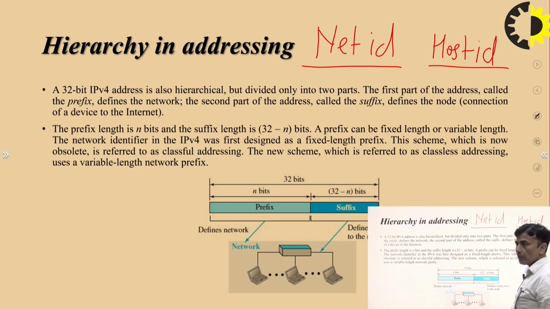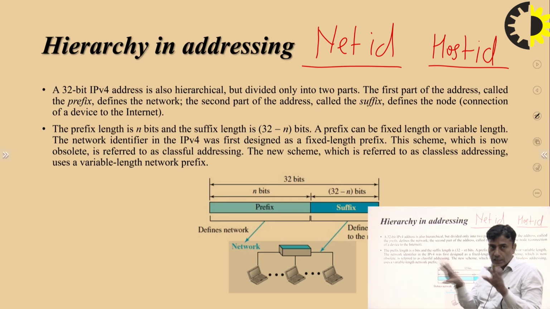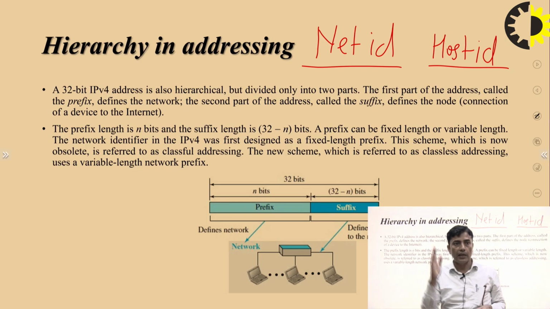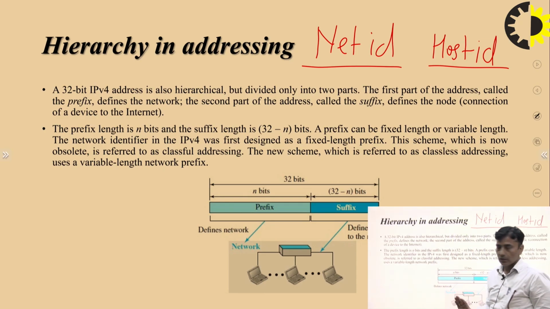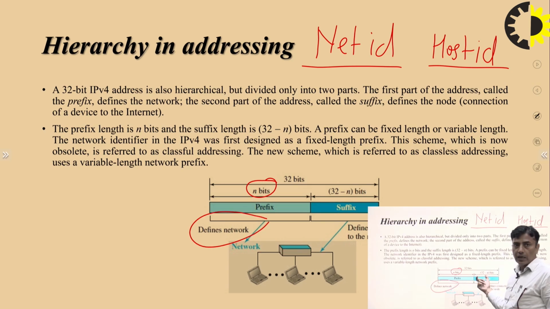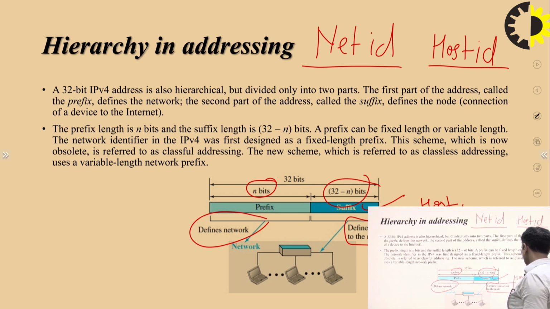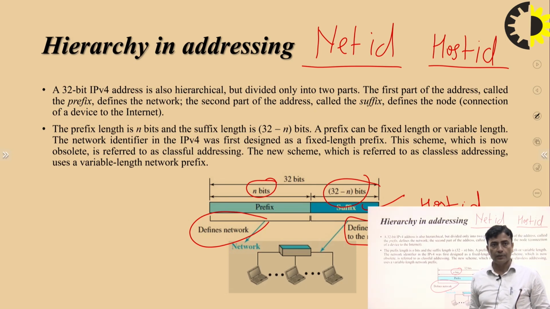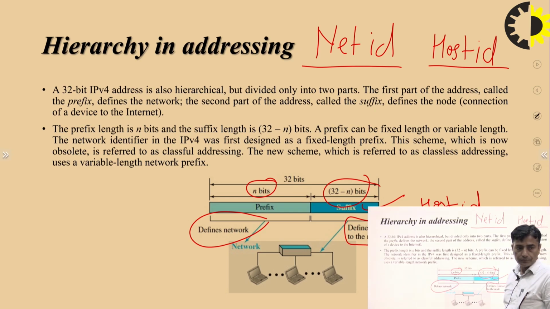So the IPv4 address format is divided into 2 parts. The first n bits, suppose, are the prefix for the network, and the last 32 minus n bits are the suffix that decides the node or host ID, the device at which the packet is supposed to be delivered. Okay, these 2 parts.